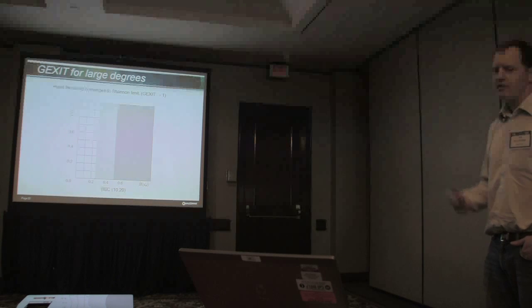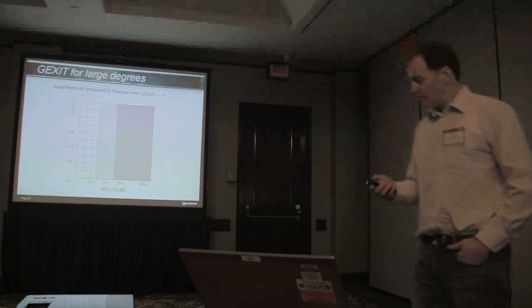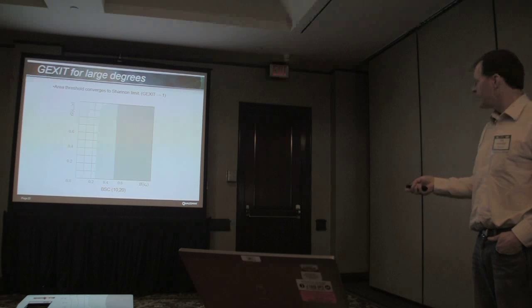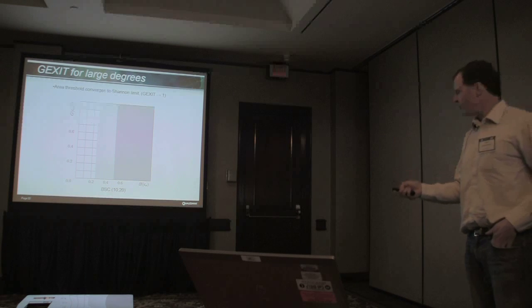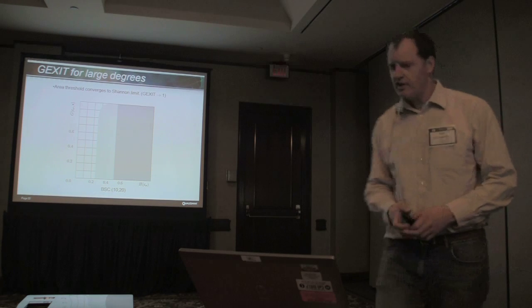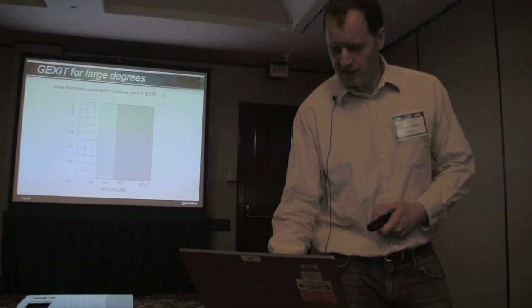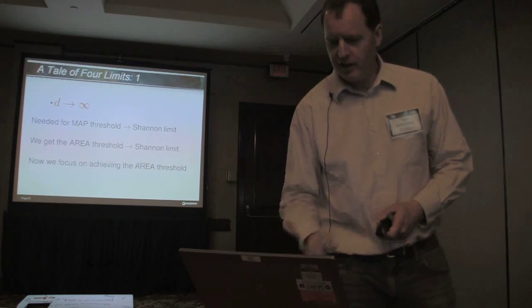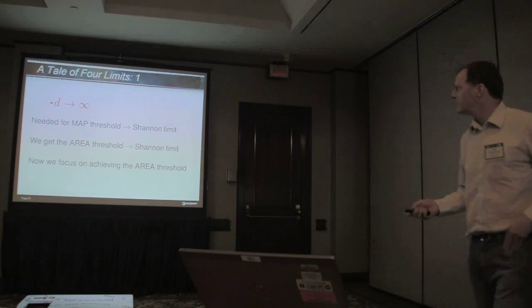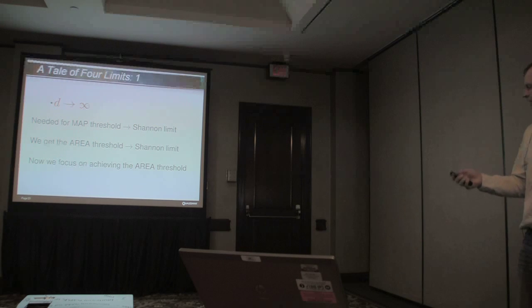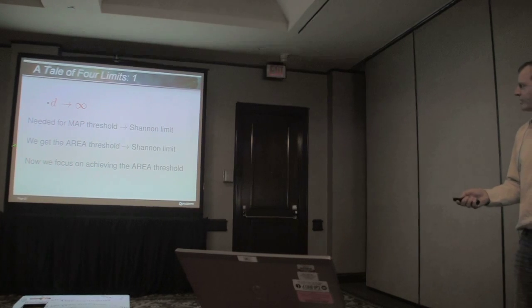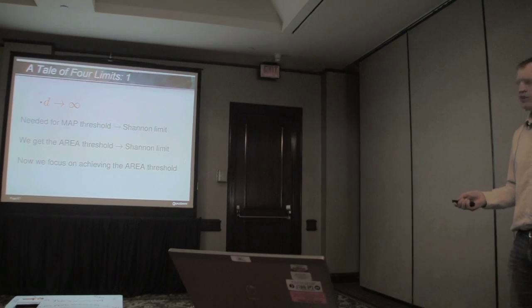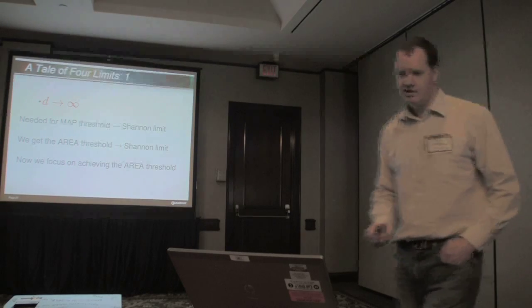this area threshold, what we conjecture is the true underlying MAP generalized EXIT function, corresponds to an ideal code. Okay, so that's what we need in order to get the capacity. So that's why we need the degrees to go to infinity. We need degrees to go to infinity even for the MAP threshold to go to the Shannon limit. What we get is the area threshold goes to the Shannon limit, and now we can forget about this and focus on achieving the area threshold.